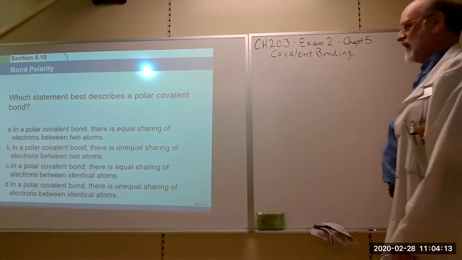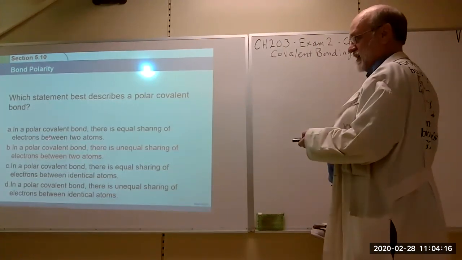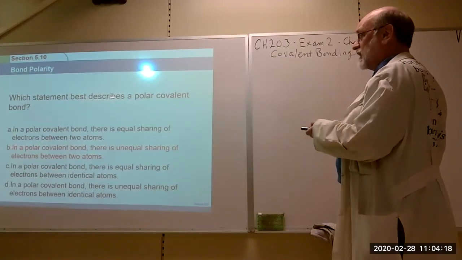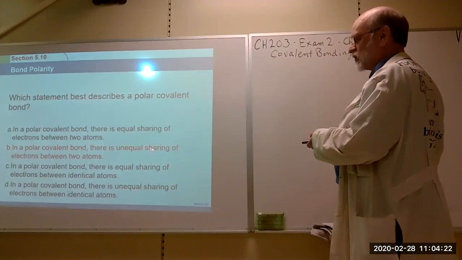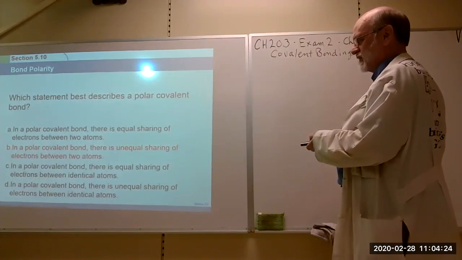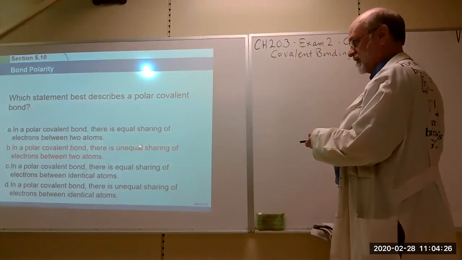Polar covalent compound is a, let's see, which statement? Polar covalent bond. Unequal sharing of electrons between two atoms. It's still sharing, but it's unequal.